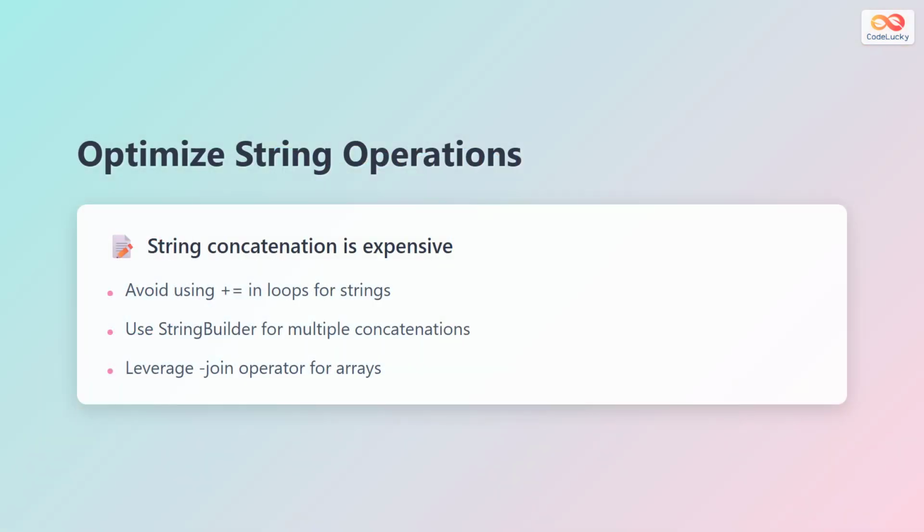String operations are another area where you can optimize performance. String concatenation, especially in loops, is extremely expensive. Every time you use plus equals to add to a string, PowerShell creates a new string object in memory because strings are immutable. If you're doing this in a loop with hundreds or thousands of iterations, you're creating and destroying many objects. Instead, use StringBuilder for multiple concatenations, or better yet, use the join operator for arrays.